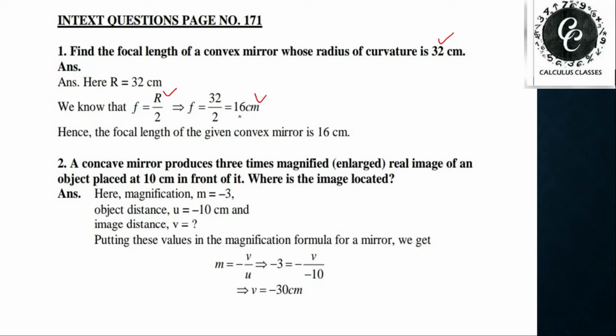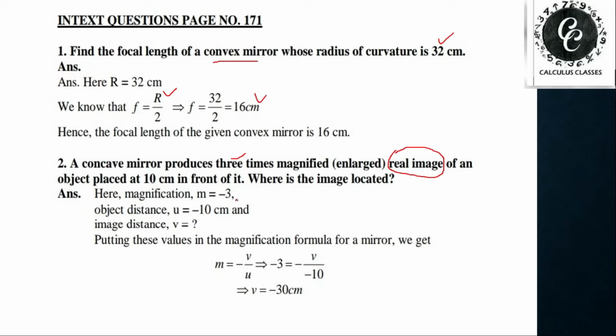So what will come? 16 is the focal length of the convex mirror, and the concave mirror produces a 3 times magnified, enlarged, real image. We clearly mentioned it is a real image of an object placed at a distance of 10 centimeter in front of it. Where is the image located? So what we are observing is 3 times. That means the image is 3 times larger than the object.